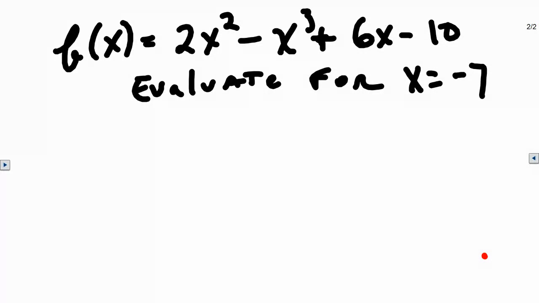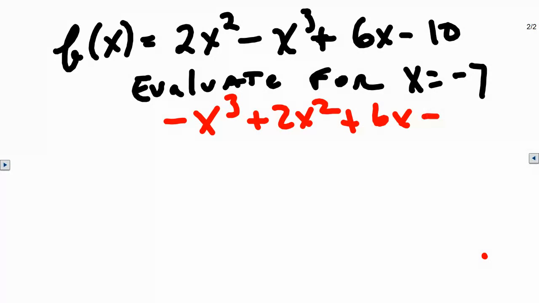Okay, I hope that you paused the video and set it up, because this one, I made it a little tricky on purpose. It's not in descending order, so I need to think about this, first of all, in descending order. I need to change it so it's -x to the 3rd plus 2x squared plus 6x minus 10. So the numbers will be -1, +2, +6, and -10. There's no zeros needed on this one because I'm going from x to the 3rd, the 2nd, the 1st, and no x's at all. So those are the numbers that you put over there.